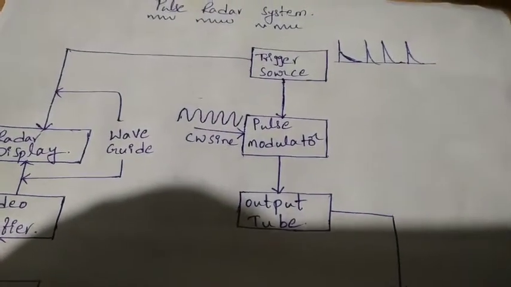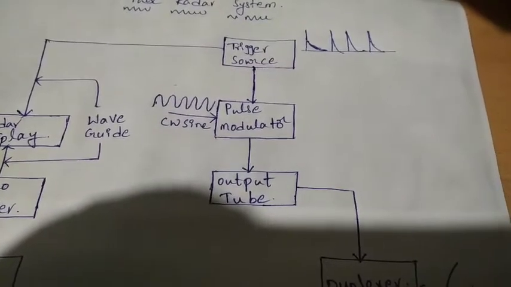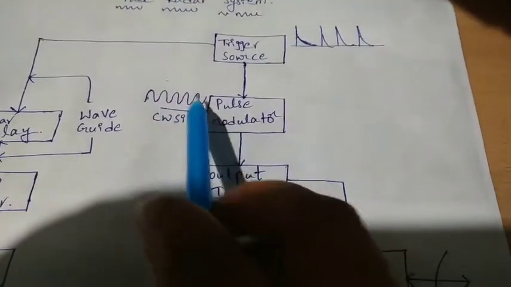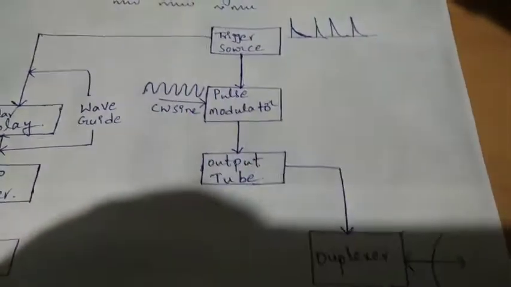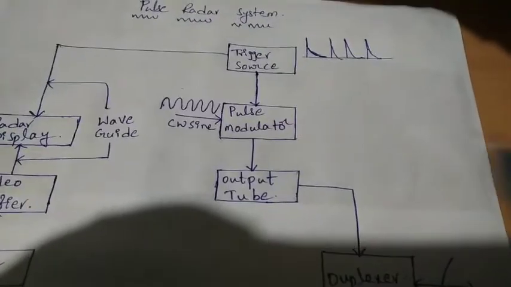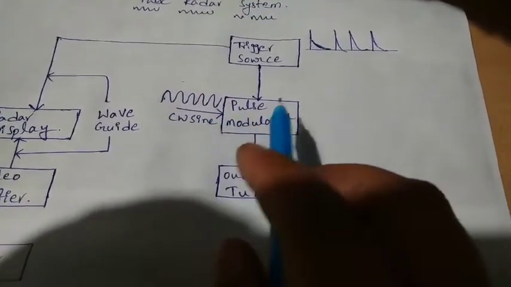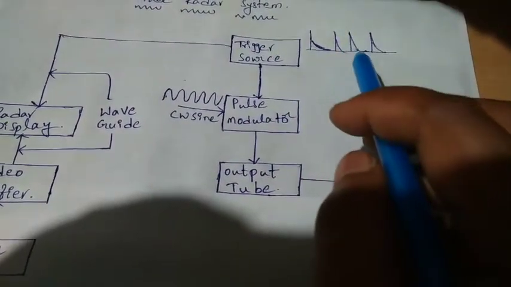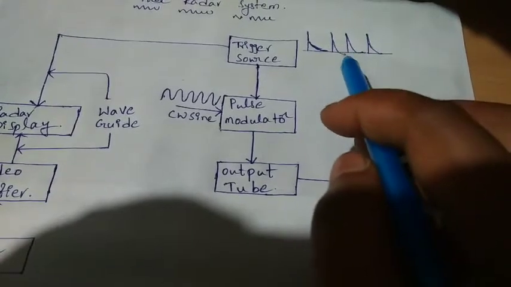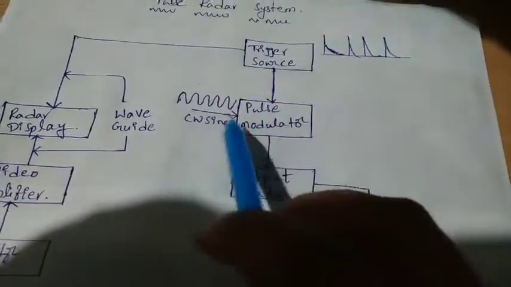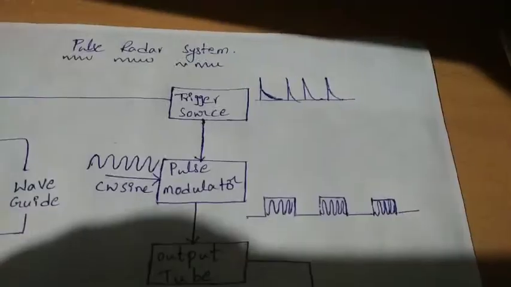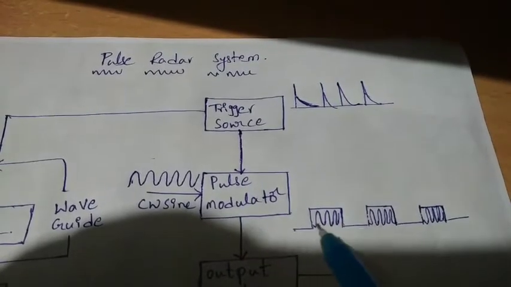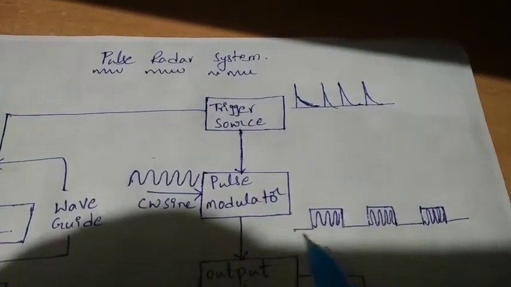This trigger pulse is given to the input of the pulse modulator, and another input of the pulse modulator is the continuous sine wave. This CW sine wave is the second input of the pulse modulator, and the first input, from the trigger source, is the sawtooth or impulse waveform. Based on the two inputs, we have a pulse modulator output like this.